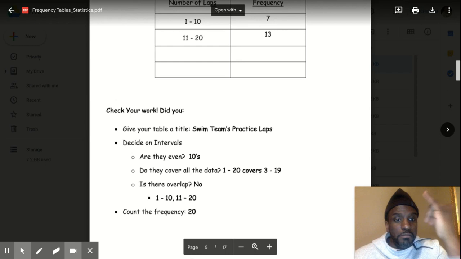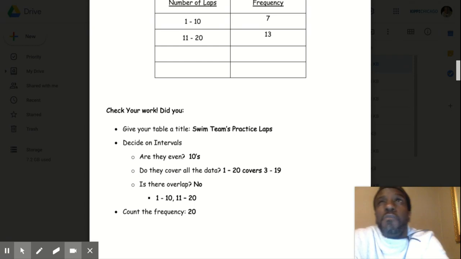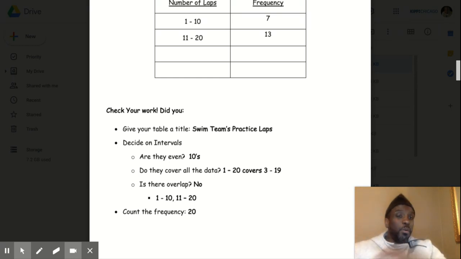Give it a title. Decide on your intervals, okay? If all your numbers go from, I want you to help me out with this. If my numbers go from 4 to 11, give me a range that you would like to cover, that you could break up evenly.